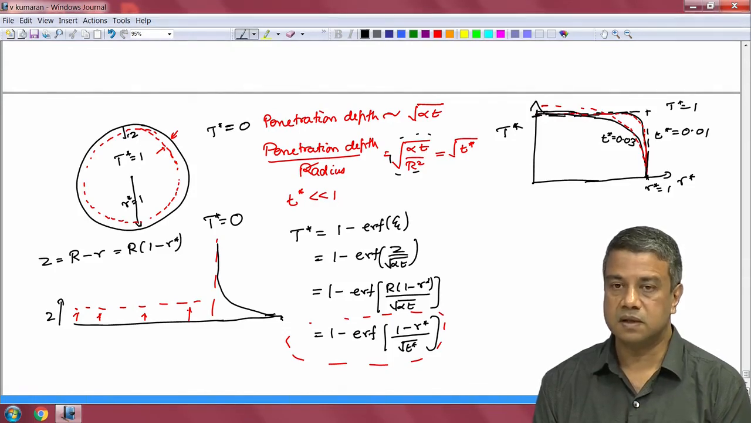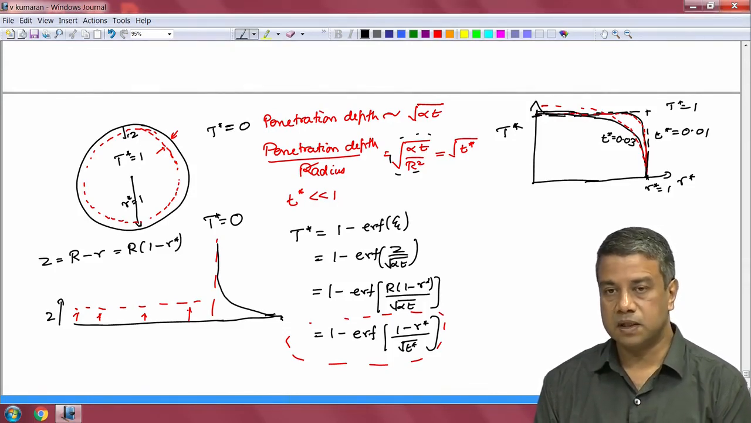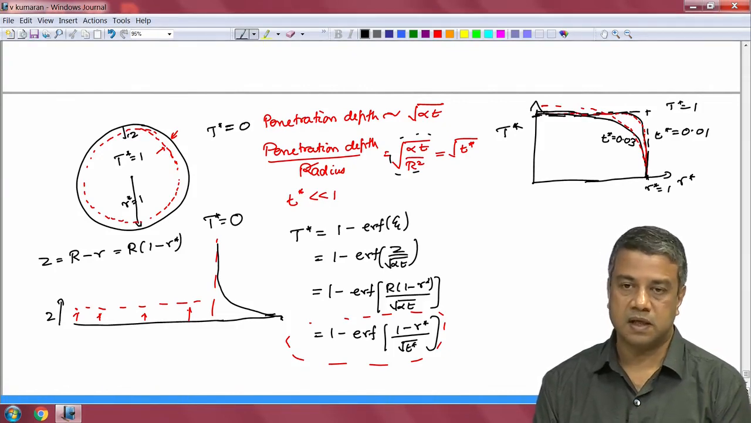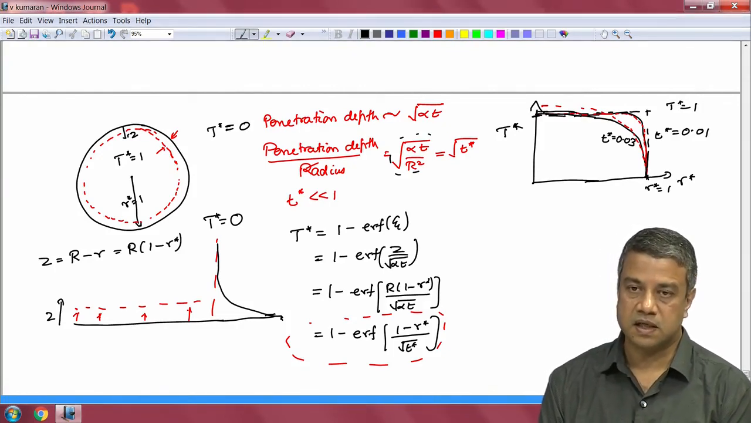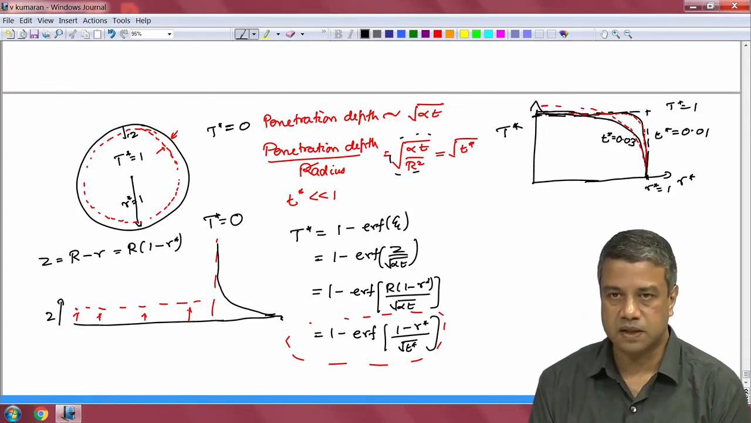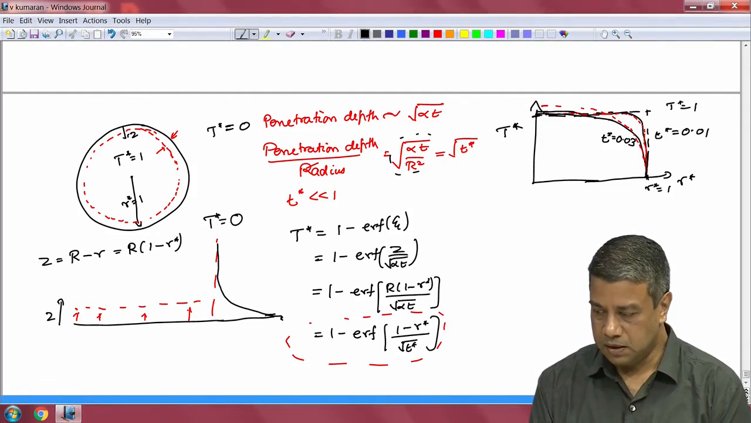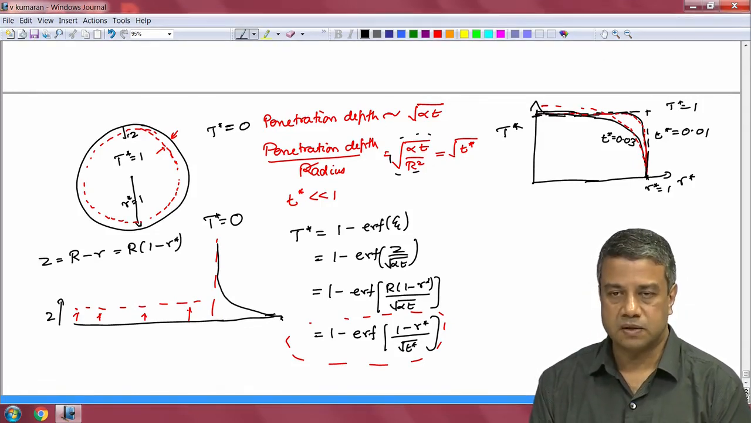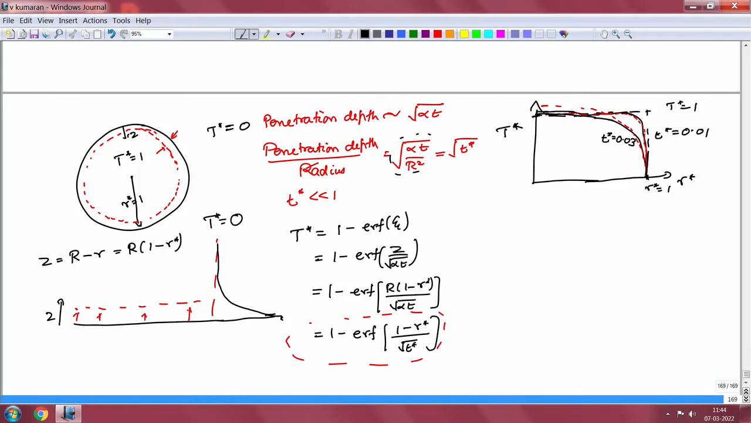Even though it is not an infinite medium, when the penetration depth is much smaller than the radius of the cylinder, you can consider it as an infinite medium, and use that similarity solution in order to get the solution for the temperature profile. So, this is the separation of variables solution and the similarity solution put together for heat conduction in a cylinder, separation of variables for long time, similarity at very early times. These will give you good approximations for the actual temperature profile in the cylinder.